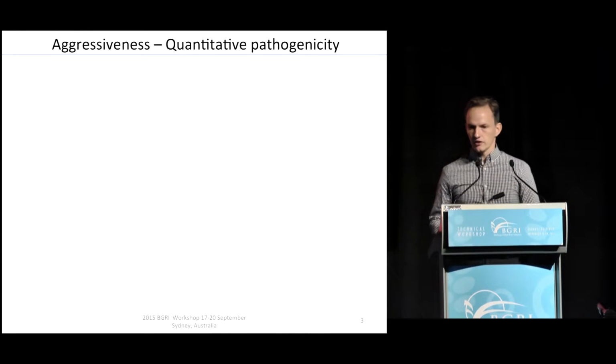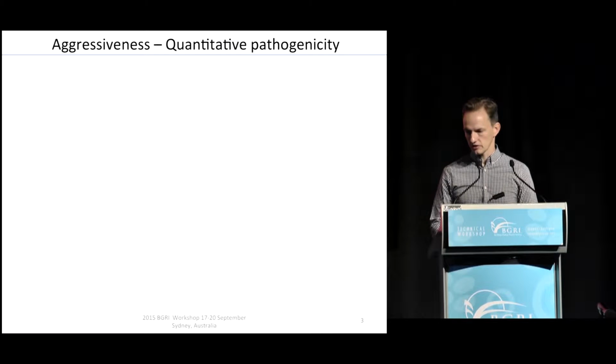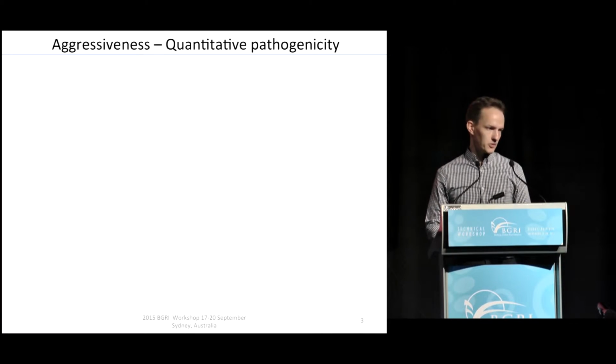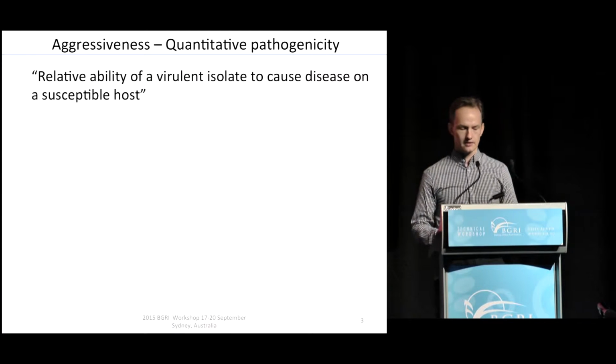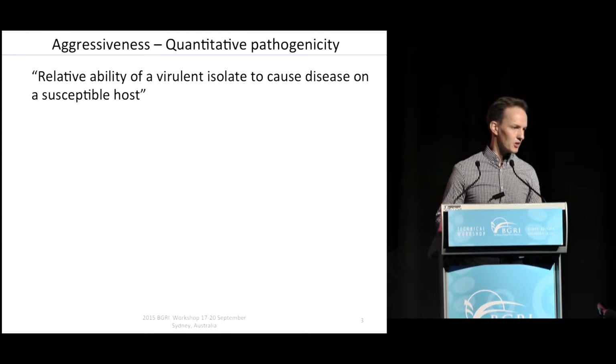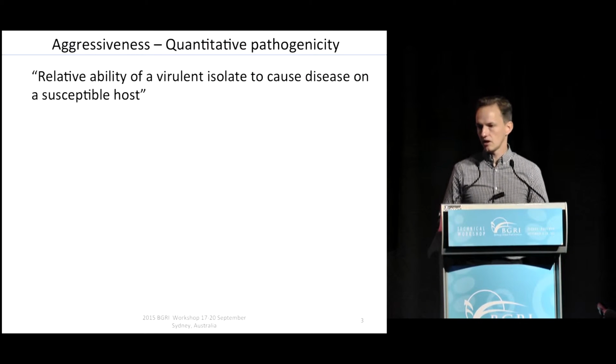So if you look in the literature, you can find many different definitions of pathogen aggressiveness. And some of them can be quite complicated. But the one I put forward here is the one I think is the most straightforward one without being too simple. And it is described as the relative ability of a virulent isolate to cause disease on a susceptible host.